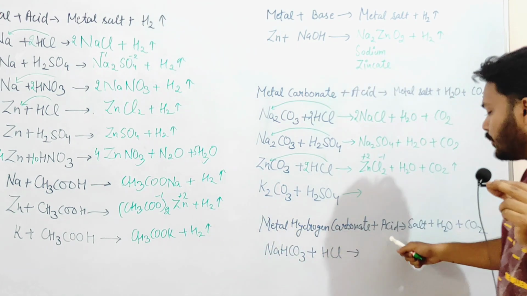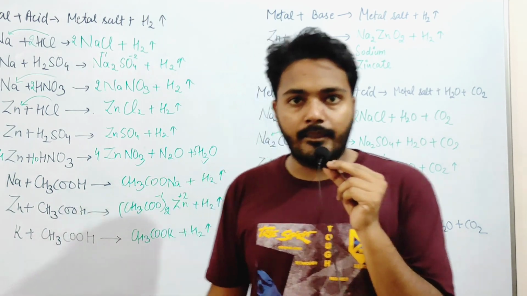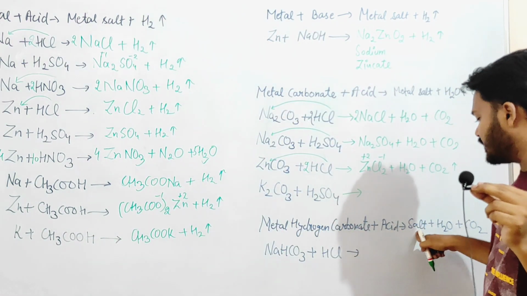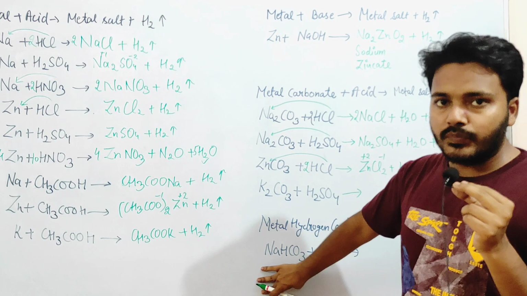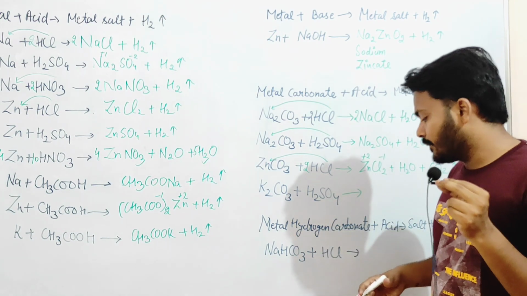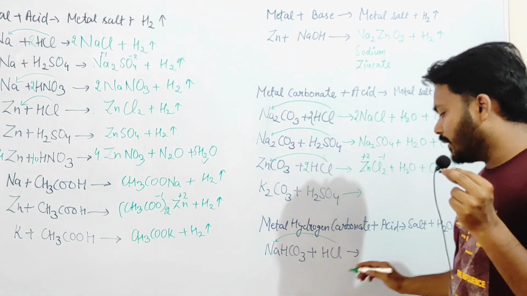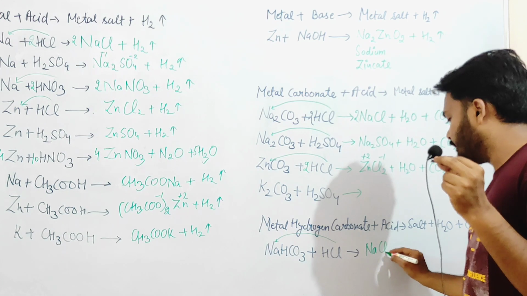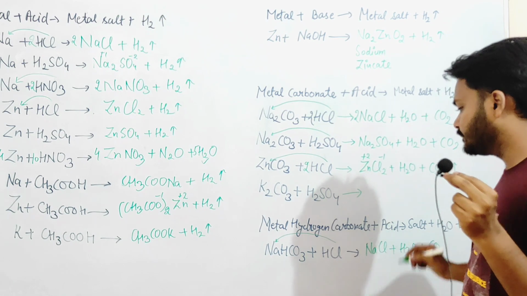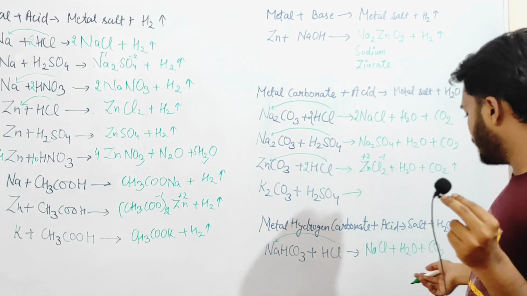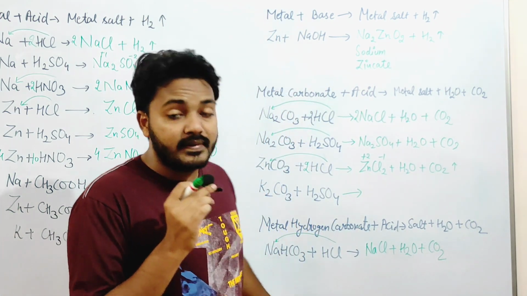Now the metal hydrogen carbonate plus acid reaction is very similar to the metal carbonate and acid reaction. Same products will be formed. Metal salt, water and carbon dioxide. Sodium hydrogen carbonate, which is also known as sodium bicarbonate, reacts with HCl. What will be the product? Again, same thing, NaCl plus water plus carbon dioxide. And for balancing this, I think we don't have to multiply with anything because this is the balanced reaction.